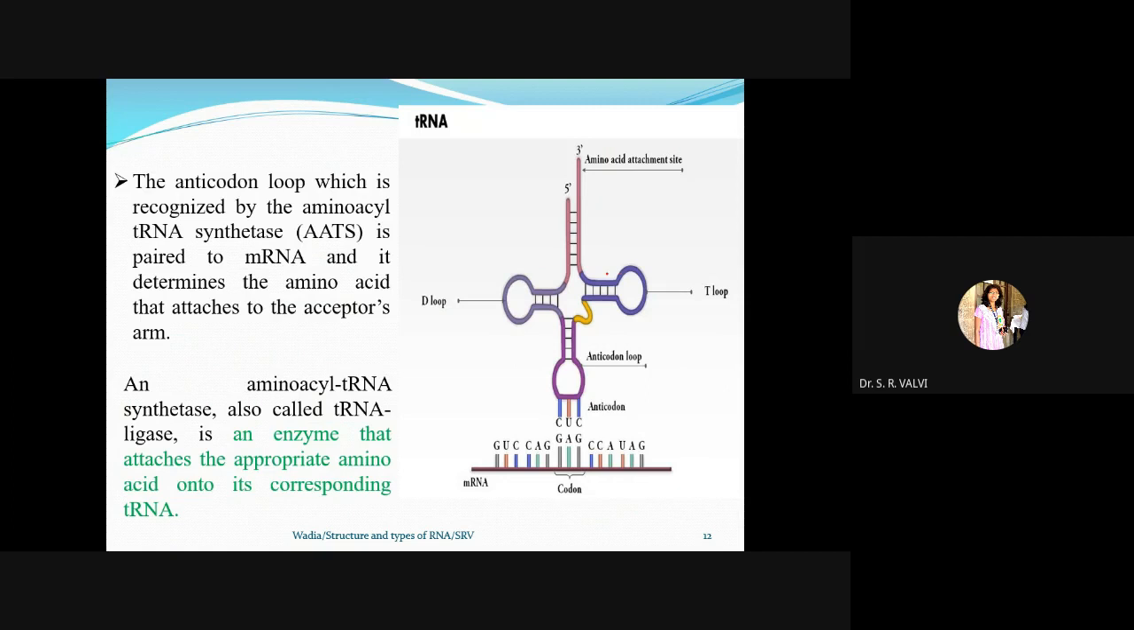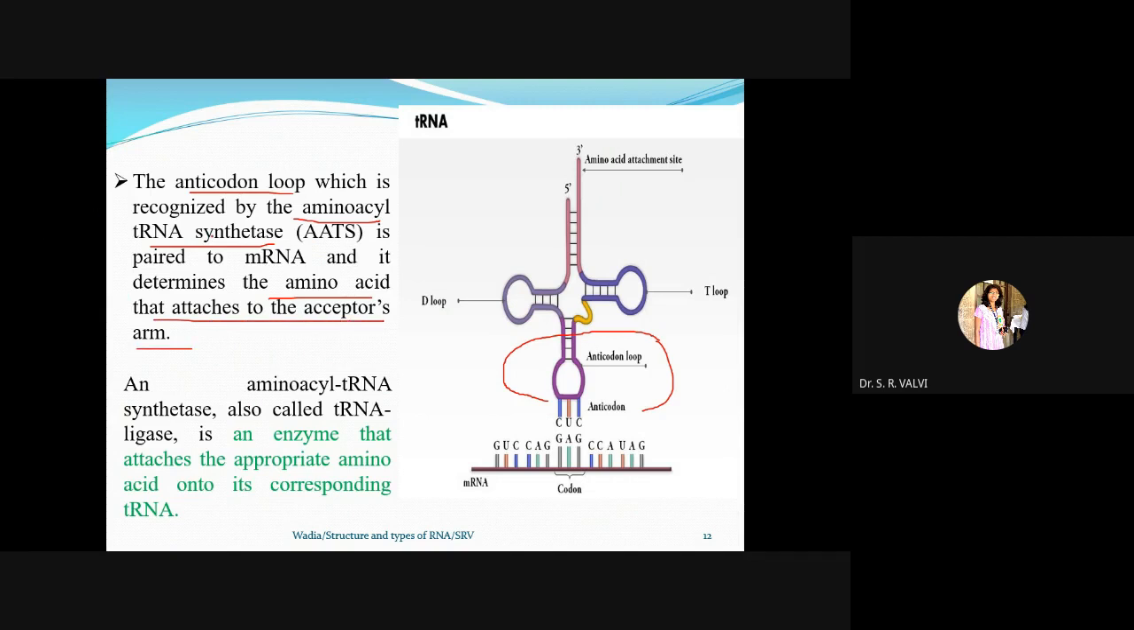See the next. Now the anticodon loop means which loop? This particular loop, the anticodon loop, right? This anticodon loop is recognized by aminoacyl tRNA synthetase, which is one of the enzymes. In short form, it is called AATS. That is nothing but aminoacyl tRNA synthetase, which is paired to the anticodon, right? And it determines the amino acid that is attached to the acceptor arm, right?